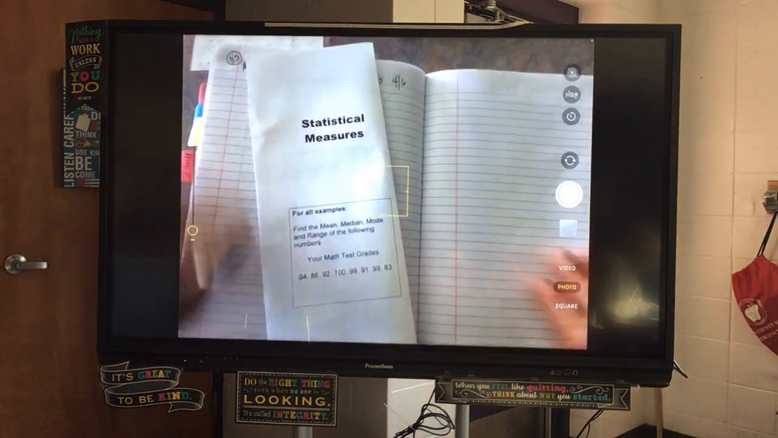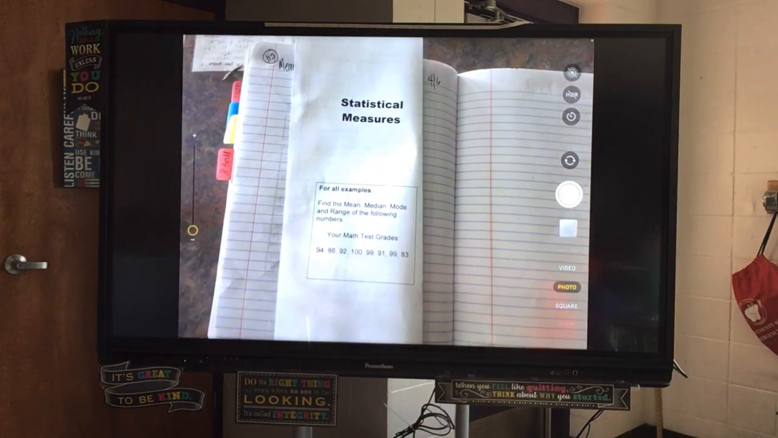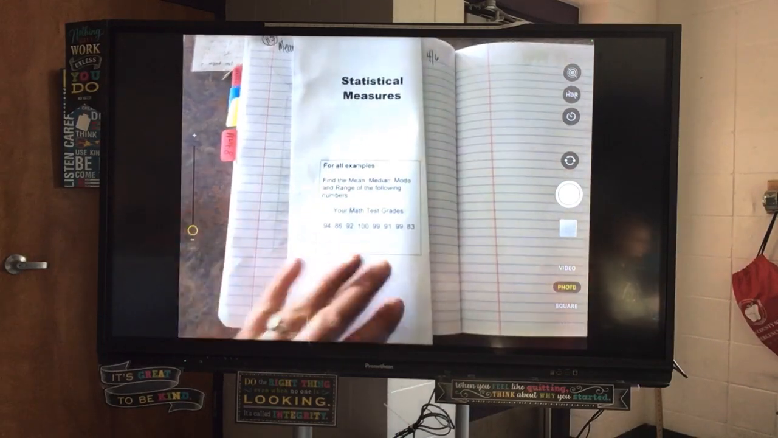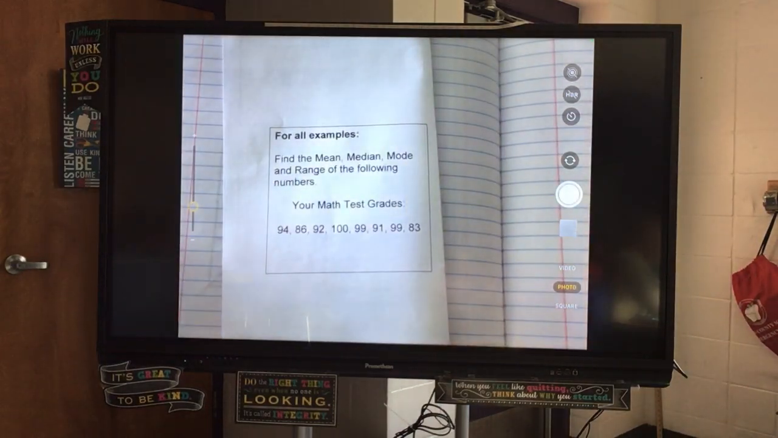Alright, once you have it cut, I need you to look at the back of the page, because this is where we're getting all of our information from to essentially fill out mean, median, mode, and range. So on here it says find the mean, median, mode, and range of the following numbers. So these are your math test grades. So kudos to this person who has really good grades.